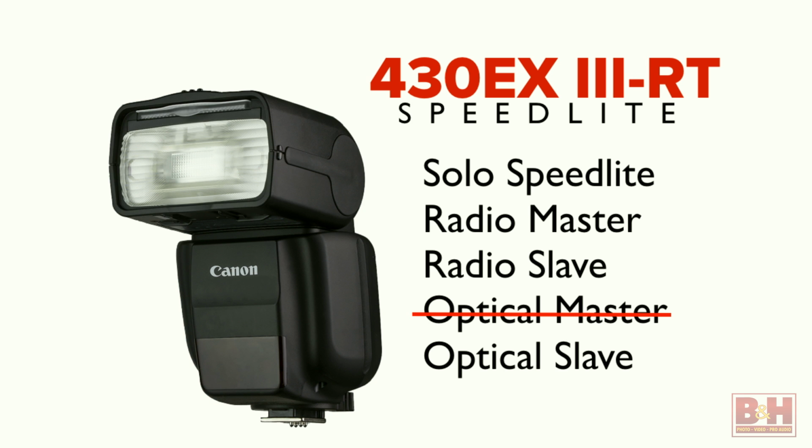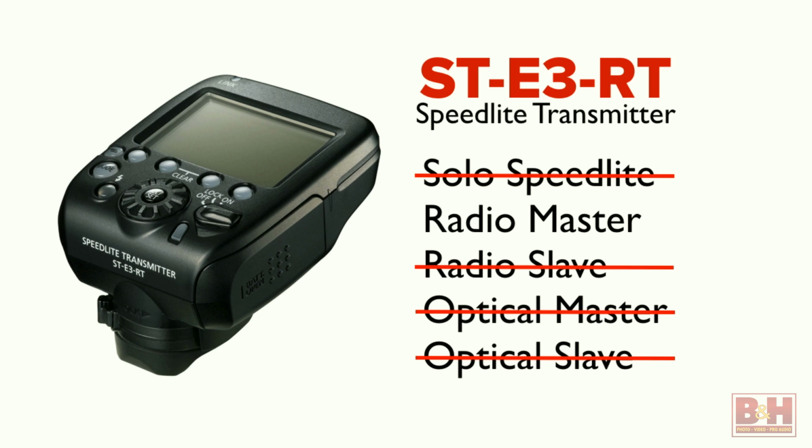The new 430EX III-RT does not work as an optical master. I'm not crying. I'm not shedding any tears about that. 430s have never worked as optical masters. It does, as its predecessors do, work as an optical slave. So you can take your 580 series, your 550 series speedlights, you can take a 600, whatever, you can work it. But the great thing about this new unit is that it is now radio enabled at a great price point, $270.